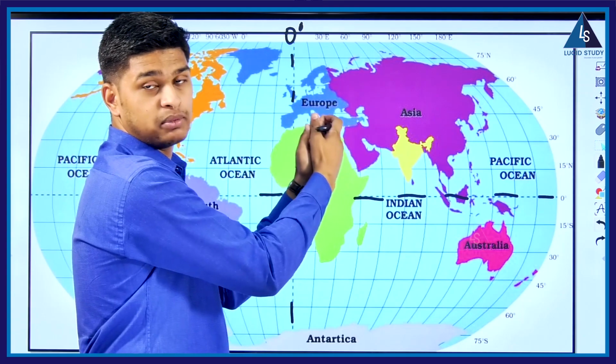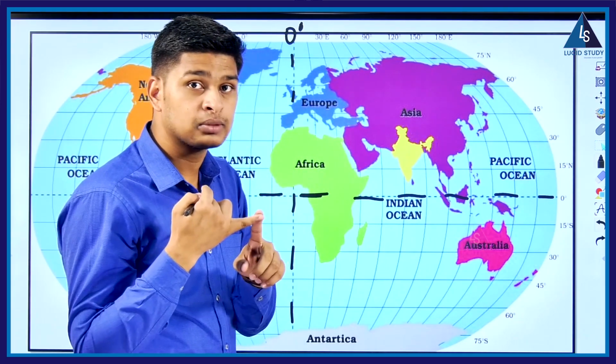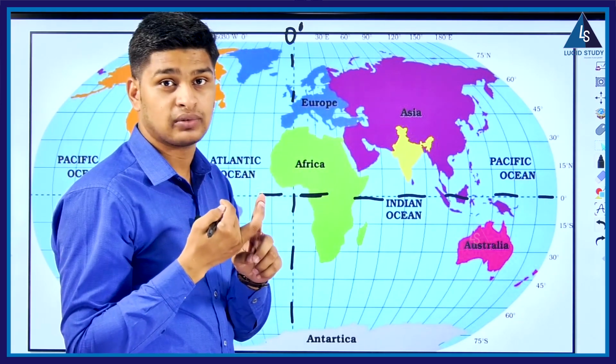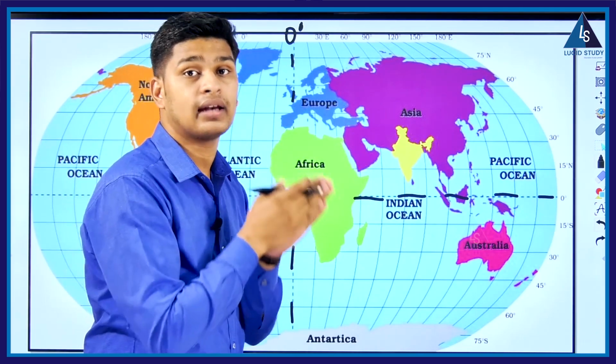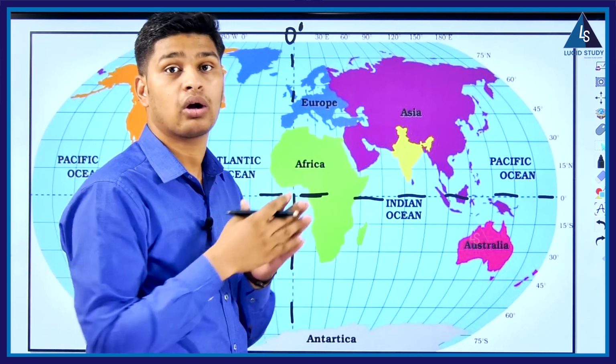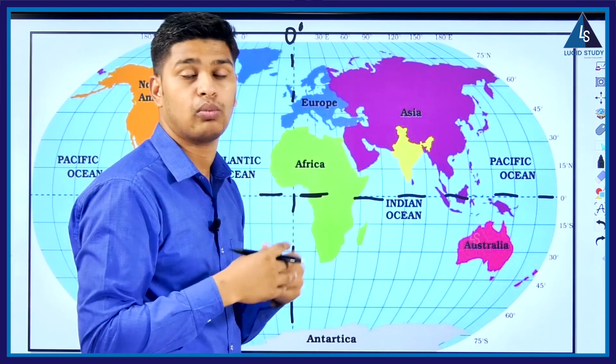India lies in the eastern hemisphere. So it is in the northern hemisphere, it is in the eastern hemisphere as well. So now what do you call it? India lies in the northeastern part or northeastern quarter part of the globe or the world.